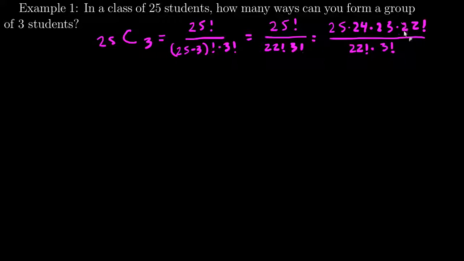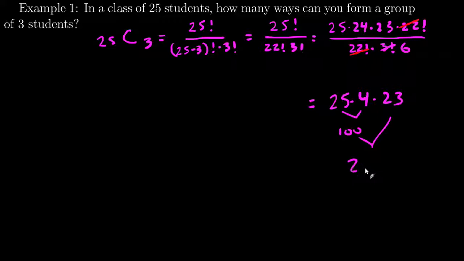You can see the 22 factorials cancel. And now it's very workable. 3 factorial is 6. And I have the 24 over 6, which is 4. So I end up getting 25 times 4 times 23, and it works out really nicely. 25 times 4 is 100, times 23 is 2,300. Calculator will give you the same answer, no problems there.